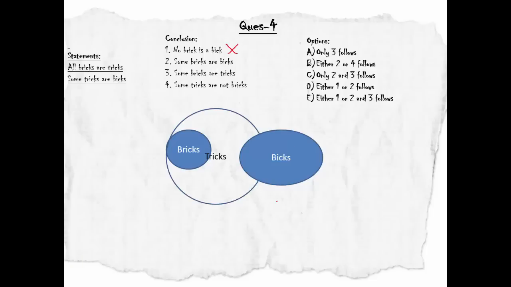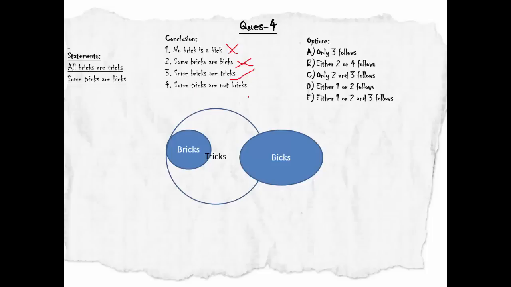Some bricks are bigs. Again, this is also not a definite conclusion. Some bricks are tricks. Some bricks has to be tricks. All bricks are tricks, but some bricks are also tricks. We discussed that some means all also, in the first diagram.